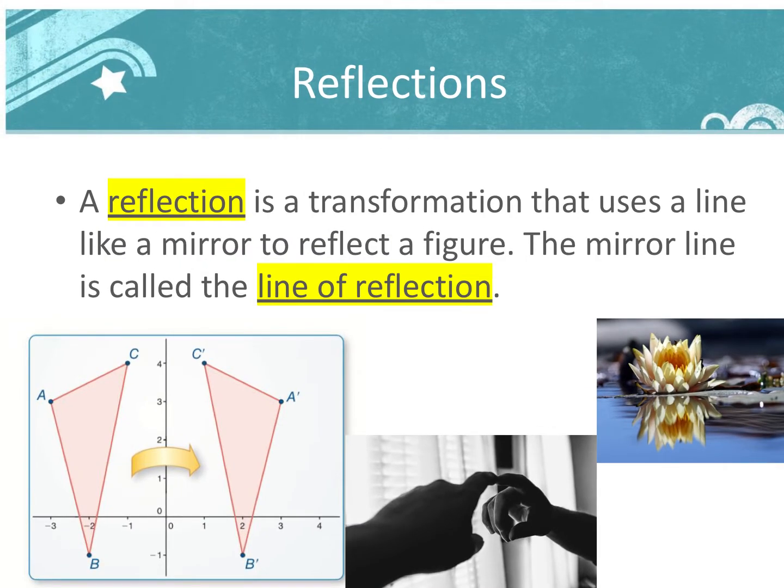So by definition, a reflection is a transformation that uses a line like a mirror to reflect a figure. The mirror line is called the line of reflection. I want you guys to also highlight the word mirror because that's super important.